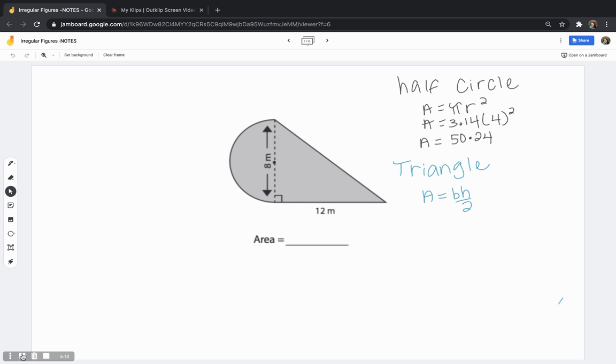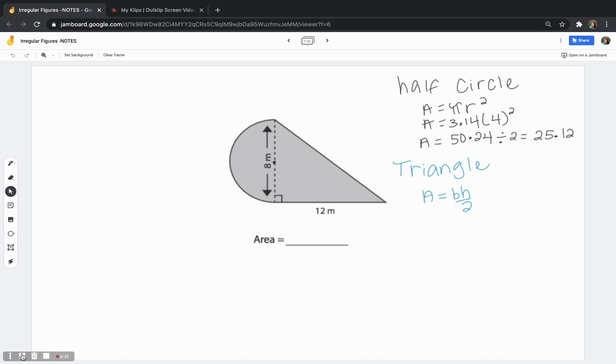Right, so when I do pi times radius squared, I get 50.24. And because that's half of a circle, it means that I need to take that answer and divide it by 2, because I only want half. So that's going to give me an area of 25.12.